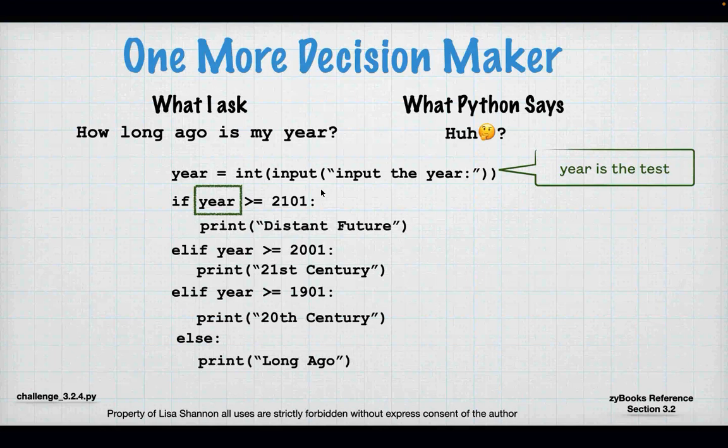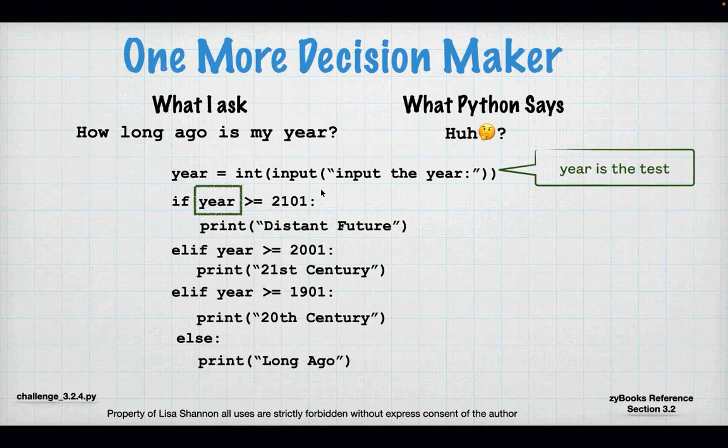So let's go down and look at this, because now I have one, two, three questions I'm asking, and then the fourth thing that will happen is because they all else failed. So I'm going to put in something for year. I'm going to say if year, and year is the test, is greater than 2101, it's way in the distant future, elif year is greater than or equal to 2001, 21st century, elif year is greater than 1901, 20th century, else long time ago.